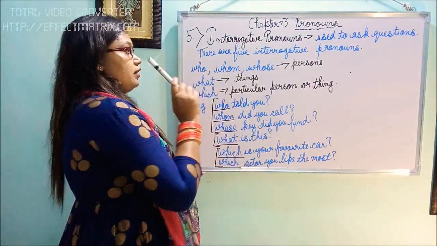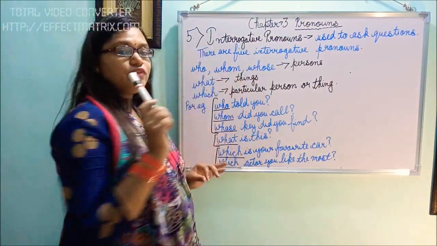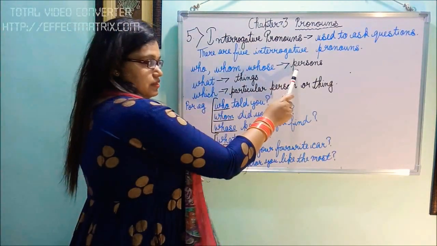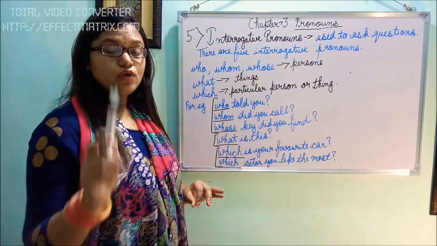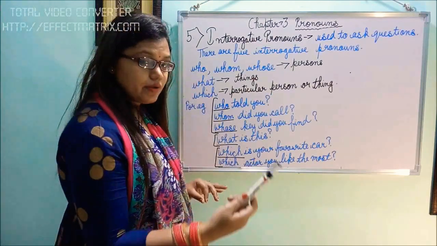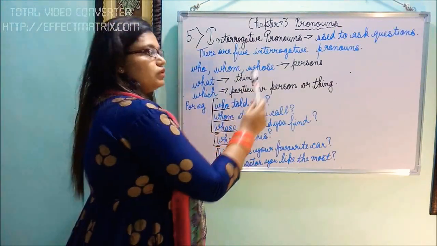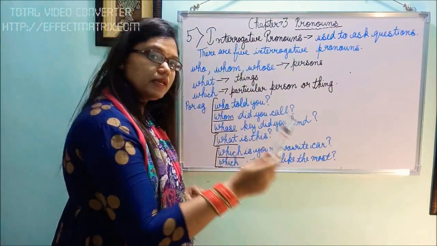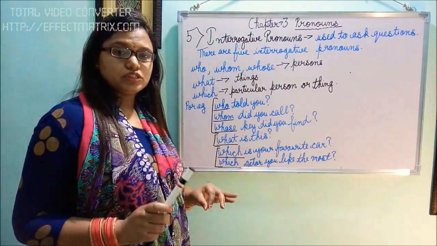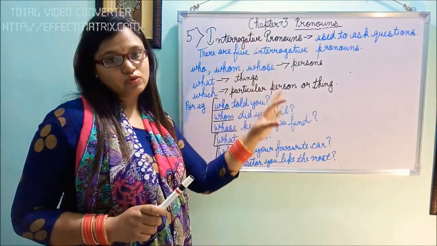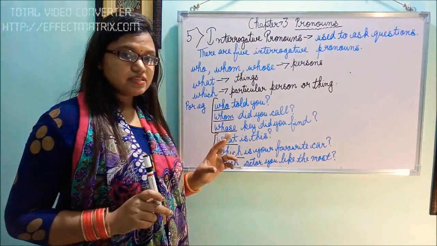Understand? Now the usage depends. Who, whom and whose we use only for persons to ask questions, and what we use for asking about things. Which we use for asking about a particular person or particular thing. So these are the 5 words which we use to ask questions, and we call them interrogative pronouns. Understand?